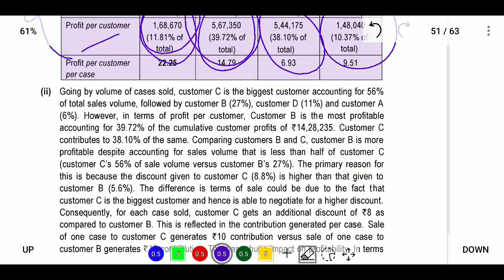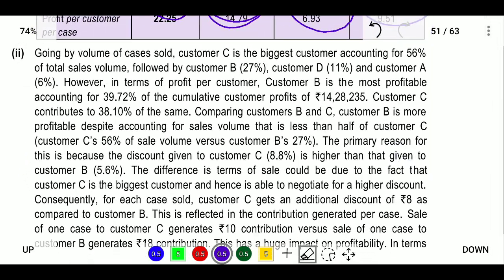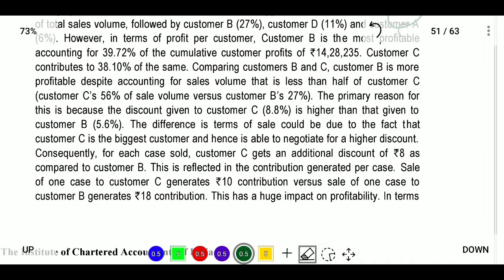Going by the volume case, C is the biggest customer, accounting for 56% of sales volume, followed by customer B. We will discuss first the volume-based ranking. However, from profit, we are getting more from Mr. B, the more profitable customer, who provides 39.72, and cumulative profit was 14,28,350. Next, customer C contributes only 38.10.